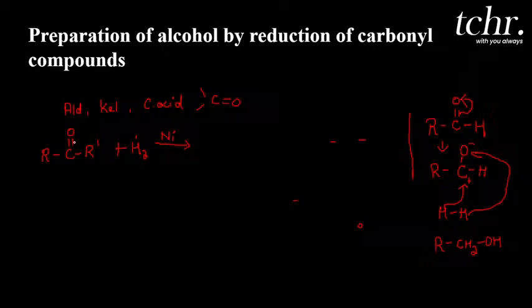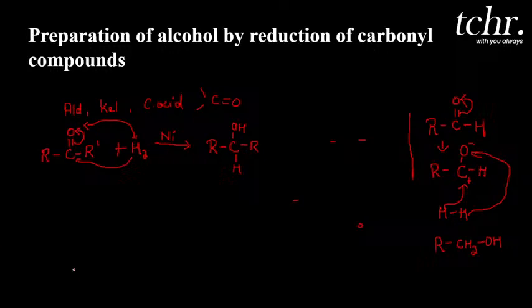Once this pi bond breaks and goes on the oxygen as a negative charge, it will grab a proton. So add one H plus ion to oxygen and add one more hydrogen to the carbon atom. Then what will be the product? Yes, O minus will become OH and one hydrogen is added to the carbon atom. This is the product you get.